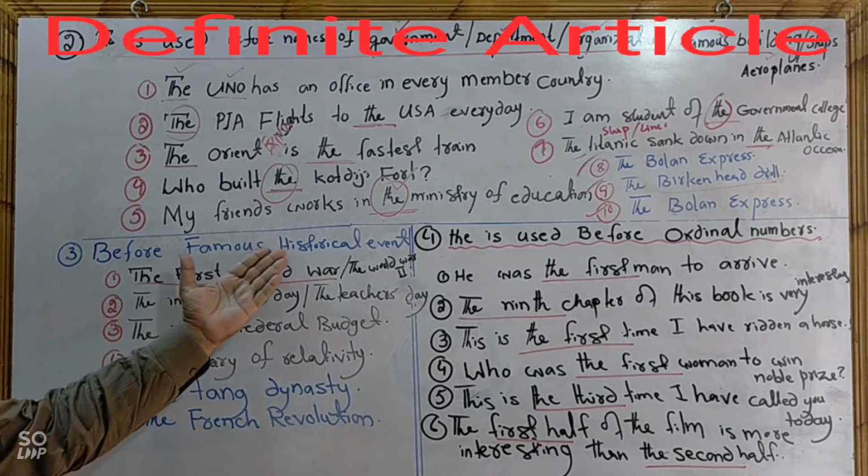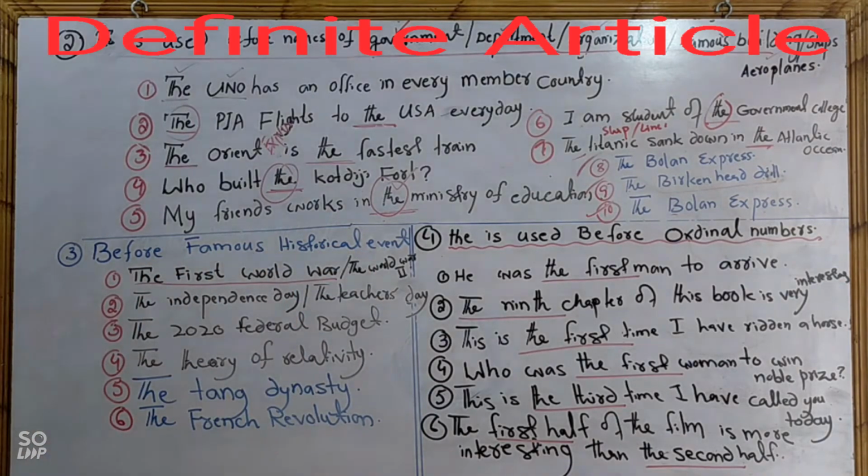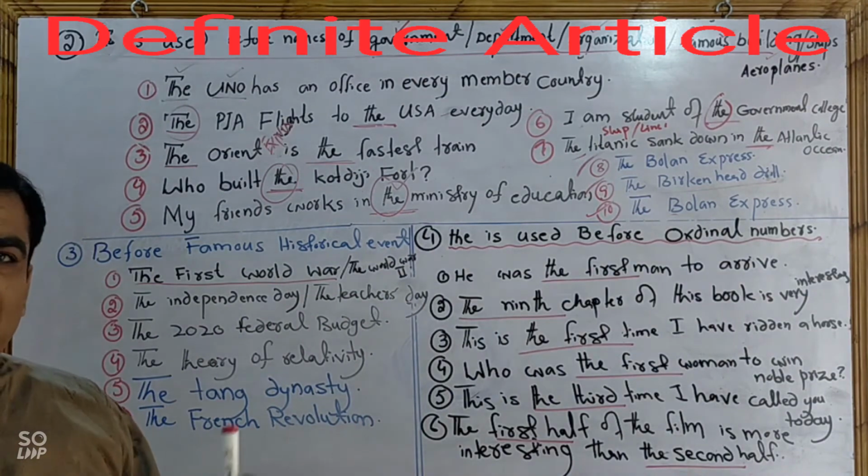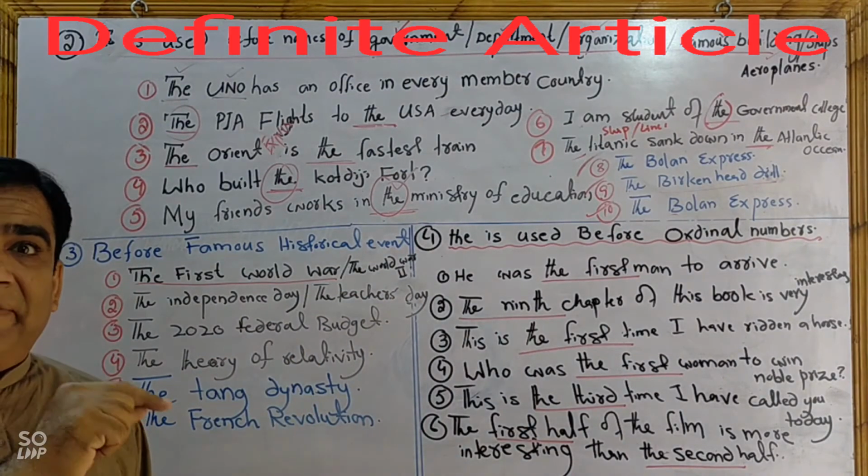Before famous historical events. Many historical events are there. Whatever it is, we put a definite article.